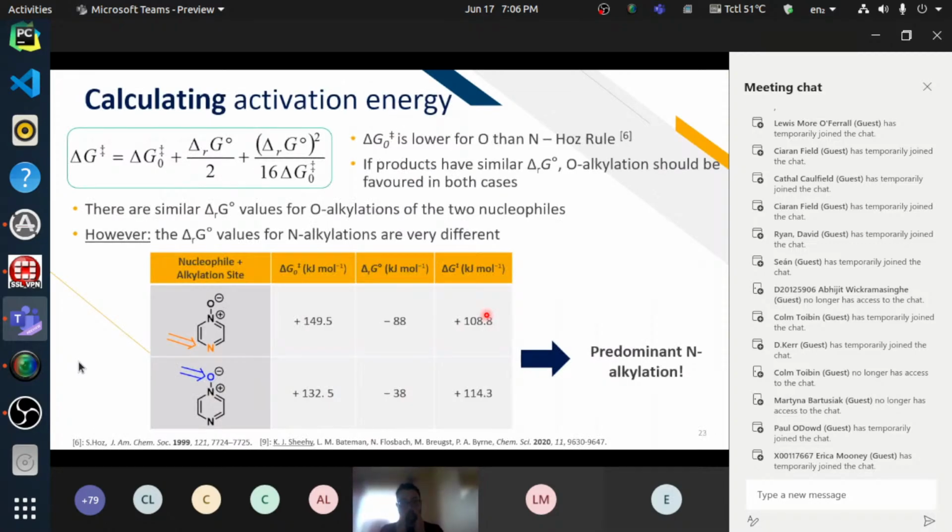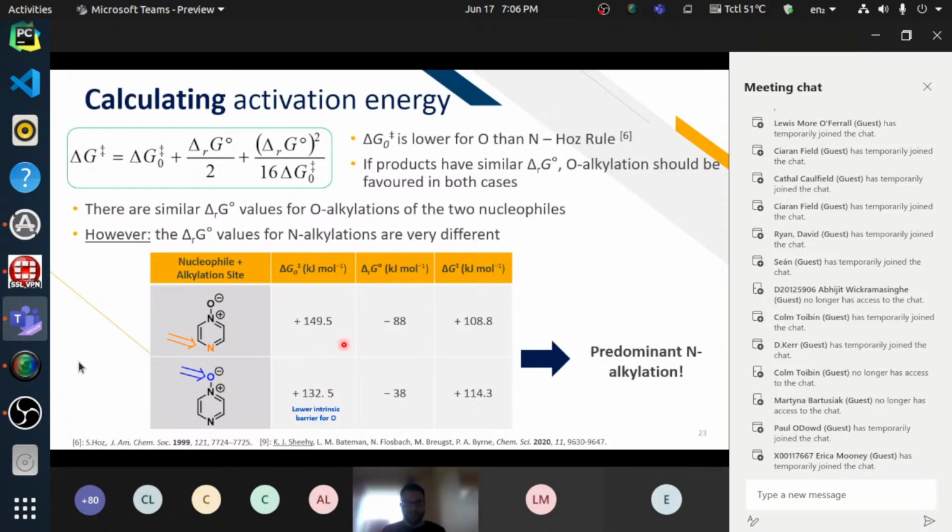What we find is the calculations do give us a way of potentially explaining why this happens. In order to calculate the activation energy, Martin needed to calculate two quantities, the intrinsic barrier and the Gibbs energy of reaction. In all cases that he ran these calculations on, we found that the intrinsic barrier for oxygen alkylation was lower. And that's, again, something that we expect because of the Hammond rule. That means if the two products are thermodynamically not very different, then you would expect to see O-alkylation because of this lower intrinsic barrier.